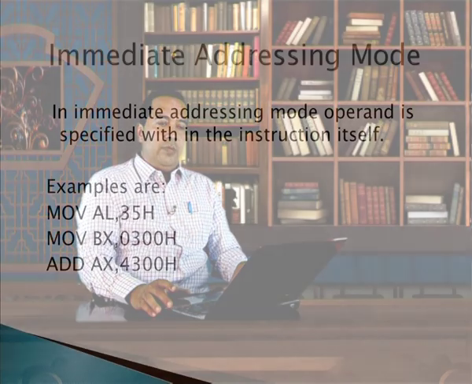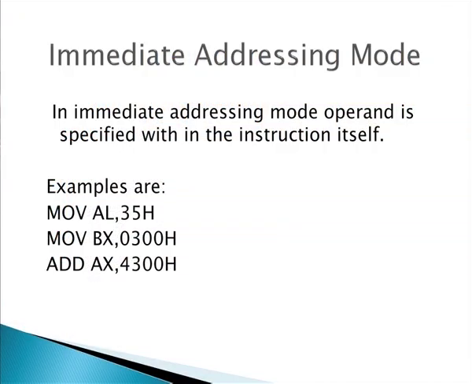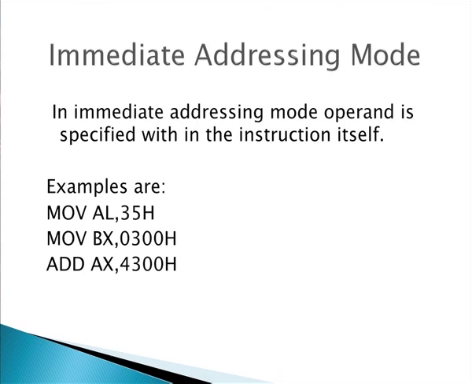Now, next we come to immediate addressing mode. In immediate addressing mode, the operand is specified within the instruction itself. Within the instruction means the operand on which the operation is to be done will be given by the user in the instruction only. For example, there is an instruction, say MOV AL, 35H. Again, AL means the operation is to be done for 8 bits only, and the operation is that the data which is defined in the instruction is to be moved to register AL.